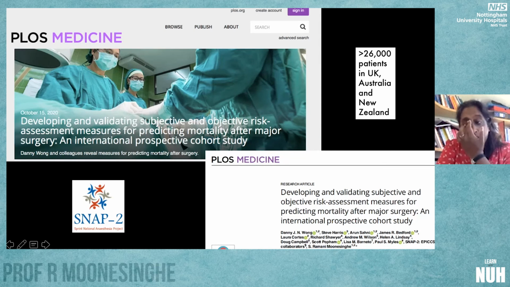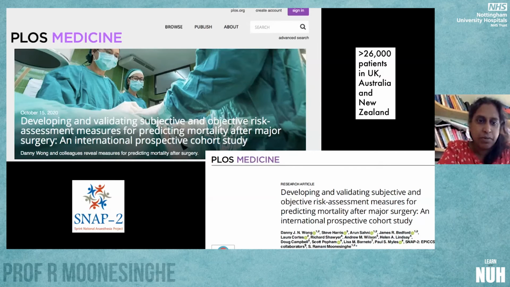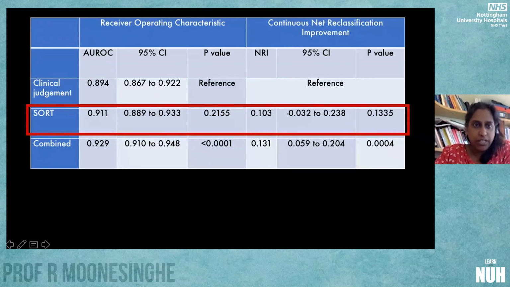This paper was published probably at the worst possible time, in between two waves of a pandemic, for it to get any notice. But this is a paper that I think many people in the audience will have contributed to, so thank you for that. It's one of the papers that came out of the SNAP-2 study, and it looked at the validity of various different risk models and compared them against you and me using our clinical judgment. And what it found is that the surgical outcome risk tool, which I'll hold my hand up to having a conflict of interest in, as I was involved in the development of it, performed well, but it didn't perform significantly better than clinical judgment, interestingly. If you look at some other tests, it did perform better than clinical judgment.